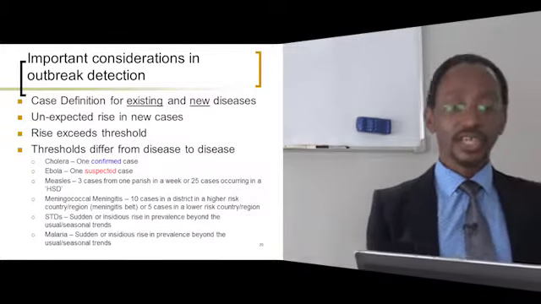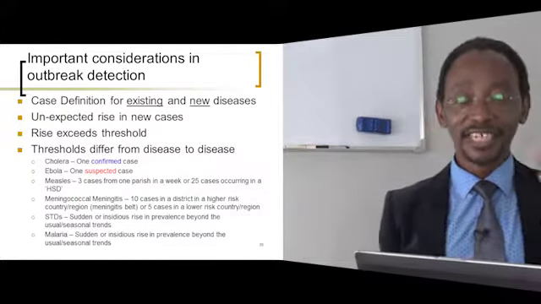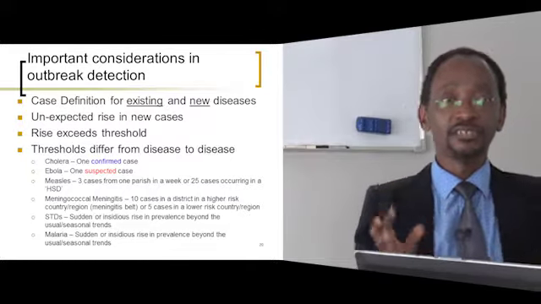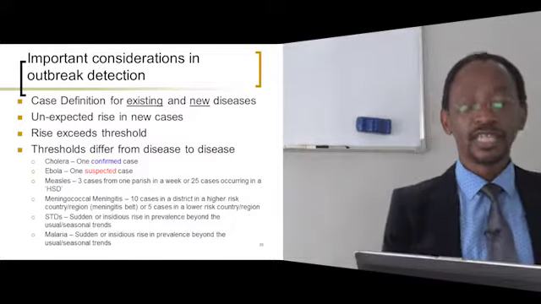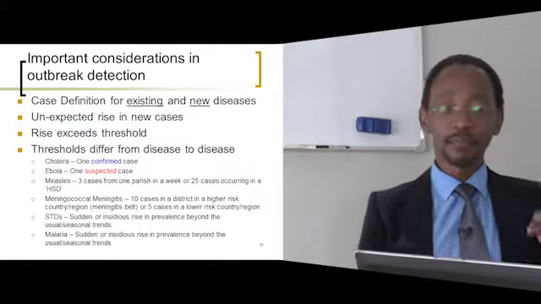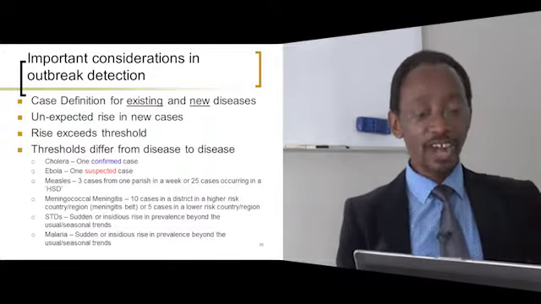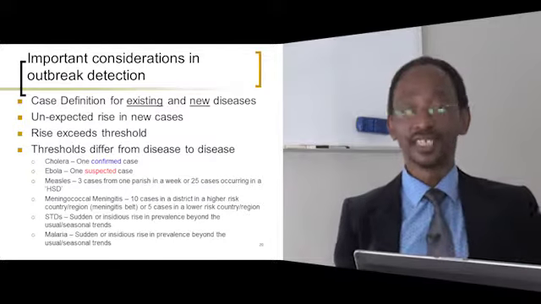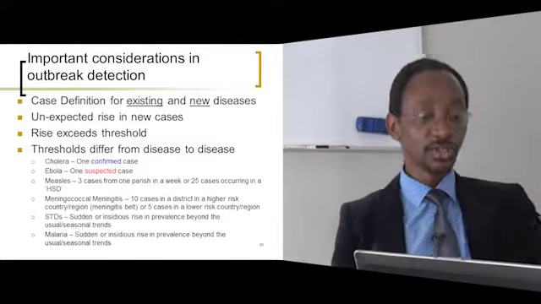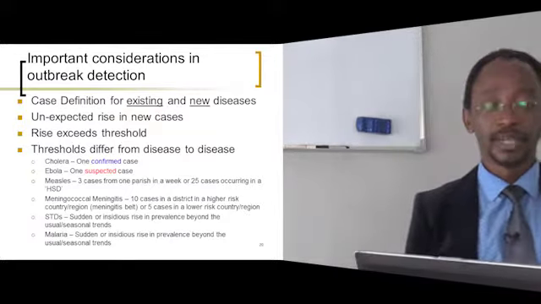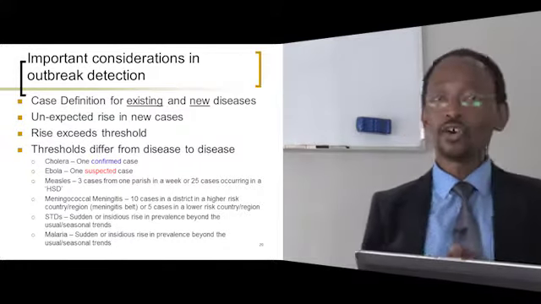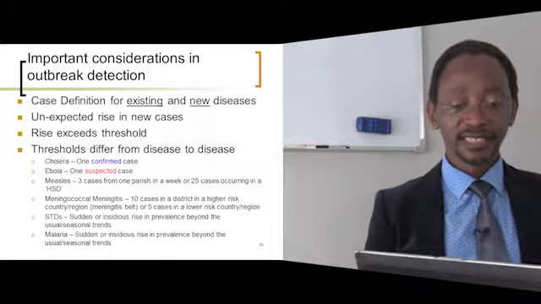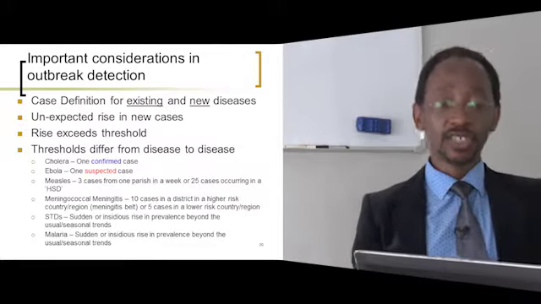Now for measles, you need 3 cases from one parish in a week. A parish is an administrative unit below a sub-county. If you have 3 cases from a parish in a week, or if you have 25 cases occurring in a health sub-district, a health zone of about 100,000 people, then you say measles.